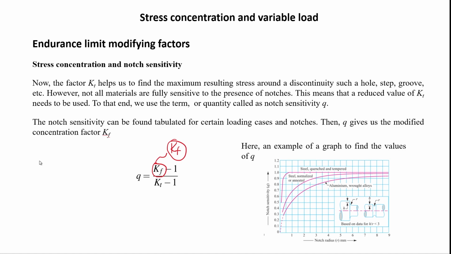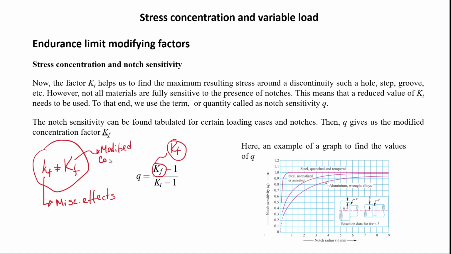How can I write like this? If I write something like this, small kf, not to be confused with this big Kf. This is miscellaneous effects, and this is a modified concentration factor, not to be confused. And notch sensitivity is also calculated with tables and it's very well documented.